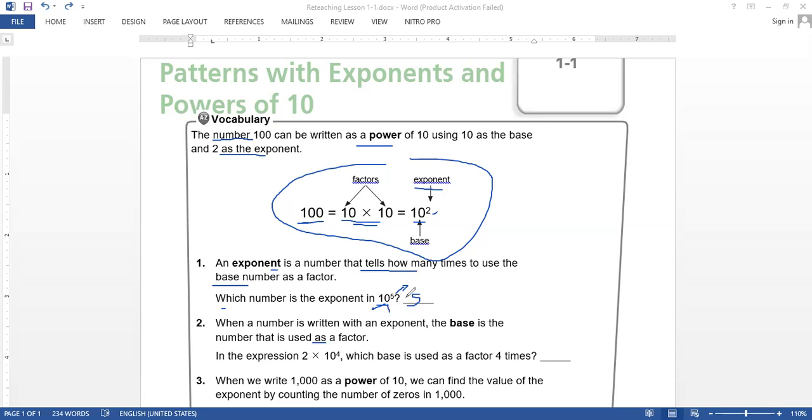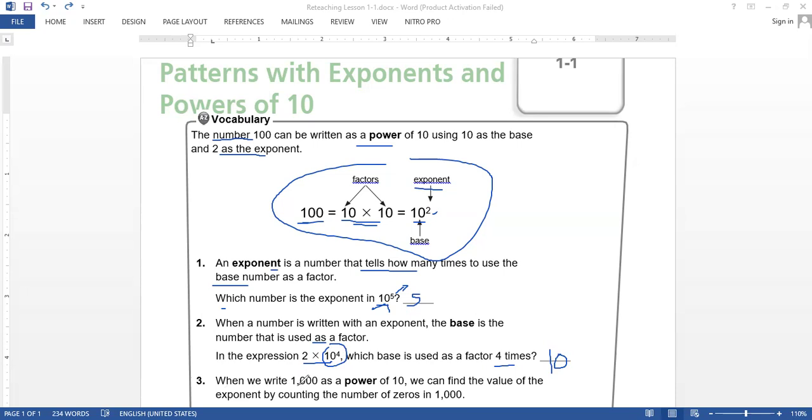This is the power. Now, in the expression 2 multiply 10 power 4, which base is used as a factor 4 times? Here he wants the base. Here's the power part. Here the base is 10. The base is 10. He asked me what is the base. The base is 10. Now the exponent, which is 4.